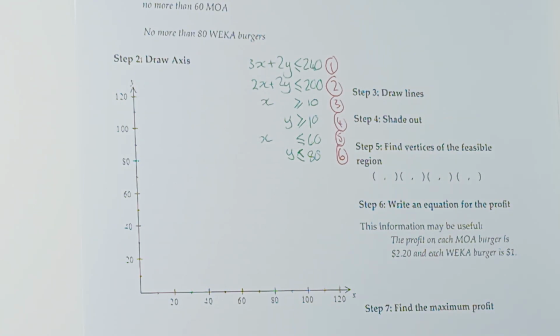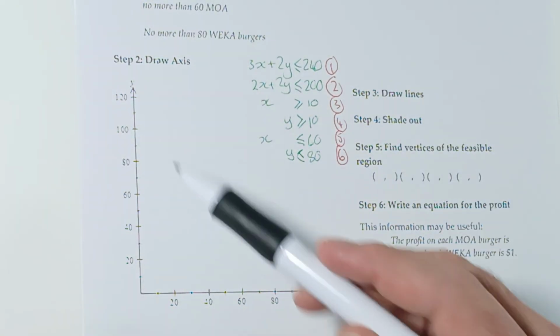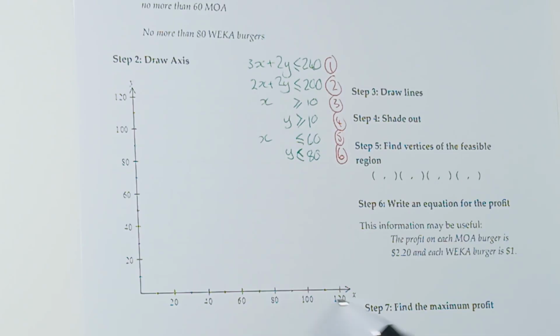Okay, I've prepared one earlier here. I've moved all of those constraints down so they're a little bit easier to see for the drawing of the lines. We actually have a step before that to draw the axis, but you can see that in this example the axis has already been drawn here.